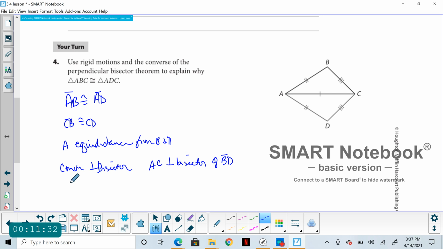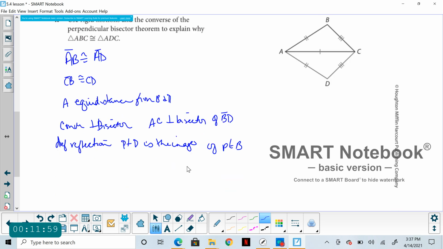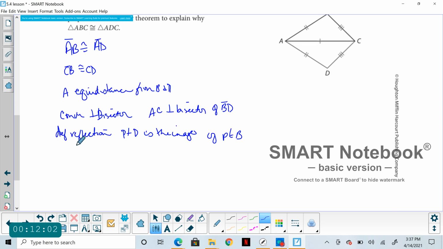So by definition of reflection, point D is the image of point B across AC. And AC is congruent to AC by reflexivity.